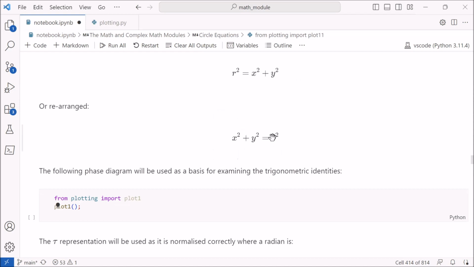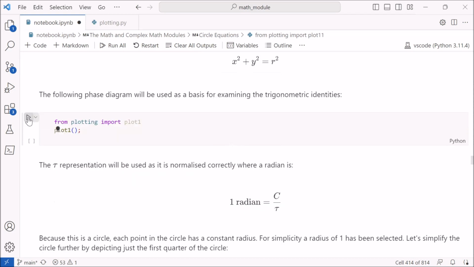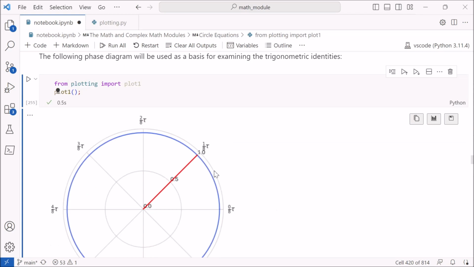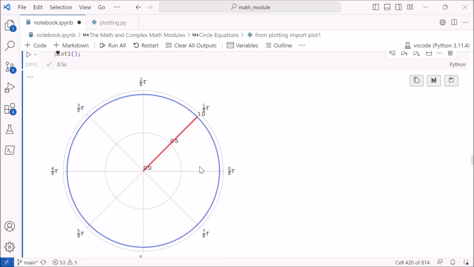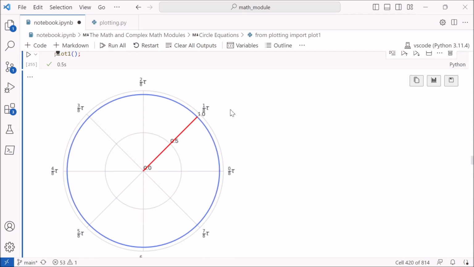So this means we've got x squared plus y squared equals r squared, which is the equation of a circle. So let's have a look at the following phase diagram. Here, what we're doing is we're splitting the circle up into eighths. The red line indicates a radius.